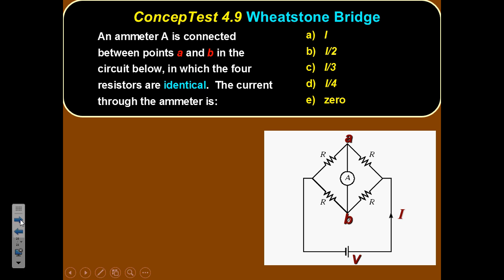We're going to skip this one. You're doing this in lab, but what is the current through an ammeter here? If I have a Wheatstone bridge with equal resistors all the way around, have you done the Wheatstone bridge yet? Yeah, I have 0 current here. They use these to measure unknown resistances.